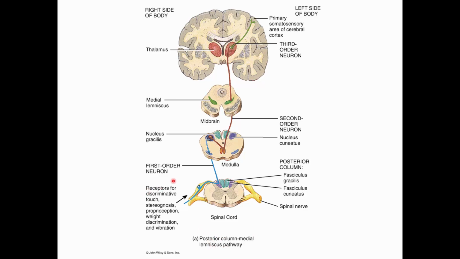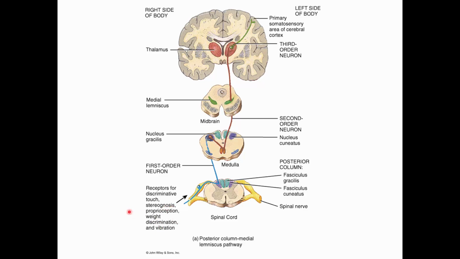This is a discriminating pathway. This is a fast pathway. We have more myelinated neurons, and we have very nicely mapped dermatomes. We can localize this very well. So, discriminating touch, stereognosis, which is being able to figure out what an object is by touching it and not looking at it, proprioception, weight discrimination, vibration. So, this is a discriminating pathway.